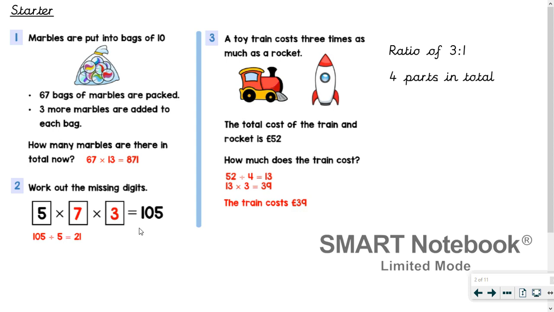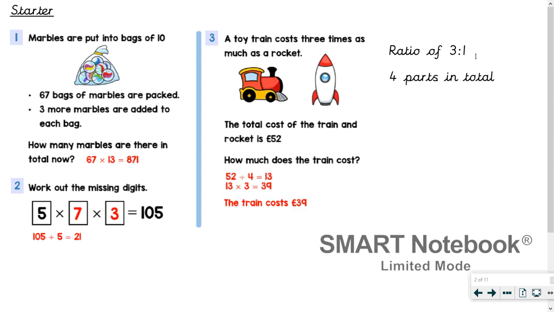Now the last one involved a little bit of ratio. So a toy train costs 3 times as much as a rocket. So straight away I noted that 3 to 1 is the ratio. For every 1 part, we have 3 parts of a toy train. So there's 4 parts in total of the total cost. So the total cost of a train and the rocket is £52. So together, £52, 3 parts of that are going to be on the train and 1 part is going to be on the rocket, but all those parts have to be equal.